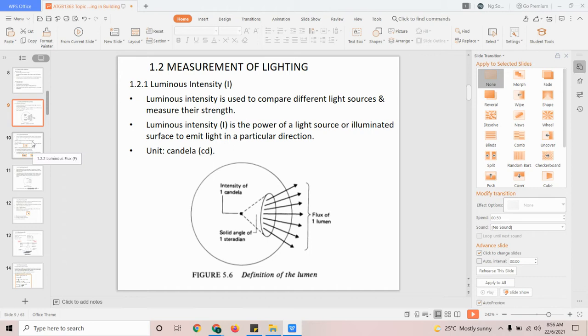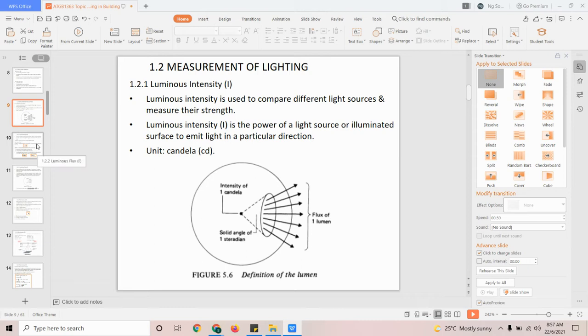When it comes to the perspective of a building, we want to be able to measure the required amount of lighting we need for a building. For different places or different requirements, you want to know how bright a light we can install in a room. That's why we have all these theories and measurements.